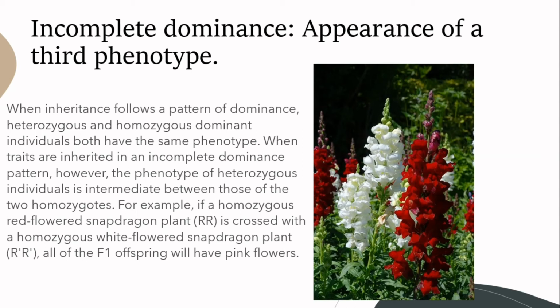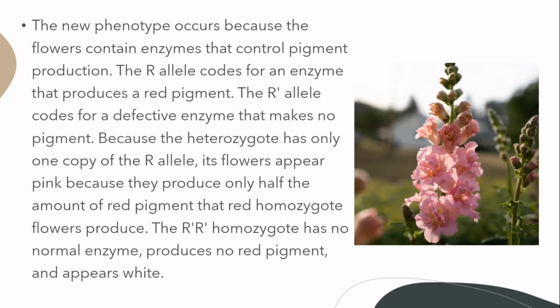The new phenotype occurs because the flowers contain enzymes that control pigment production. The R allele codes for an enzyme that produces a red pigment. The R' allele codes for a defective enzyme that makes no pigment. Because the heterozygote has only one copy of the R allele, its flowers appear pink, because they produce only half the amount of red pigment that red homozygote flowers produce. The R'R' homozygote has no normal enzyme, produces no red pigment, and appears white.